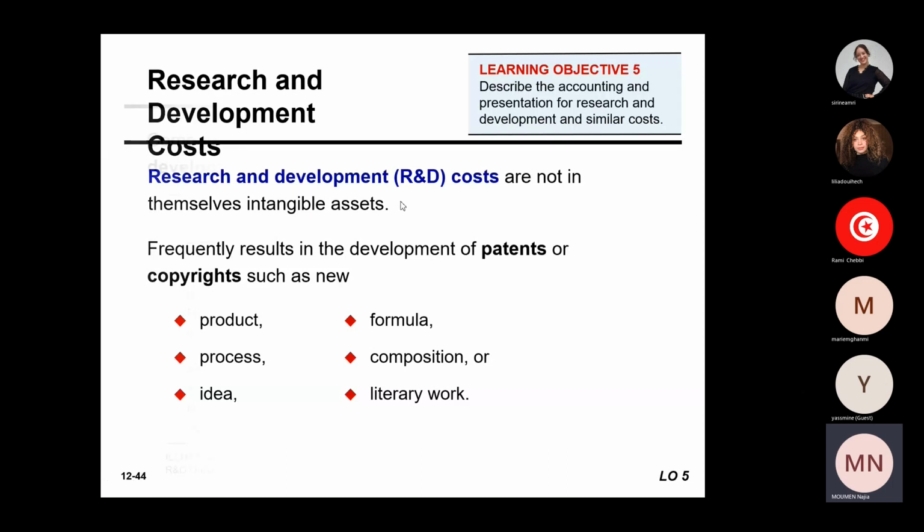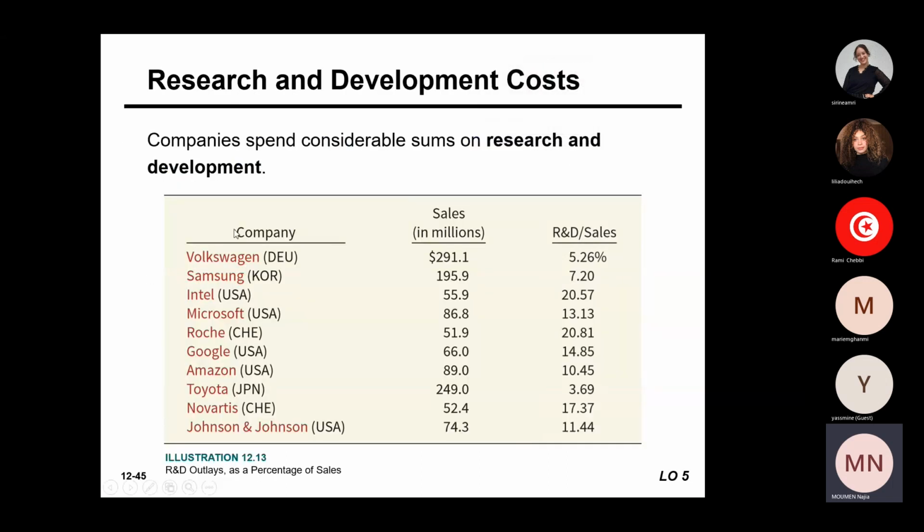Here we have an example of how important research and development costs are for businesses all over the world. We see here, for example, for Volkswagen, it is 5.26% of its entire sales. For Samsung, it is more than 7%. For Intel Corporation, it is more than 20%. For Microsoft, it is 13%. Google, almost 15%. Amazon, more than 10%, etc.